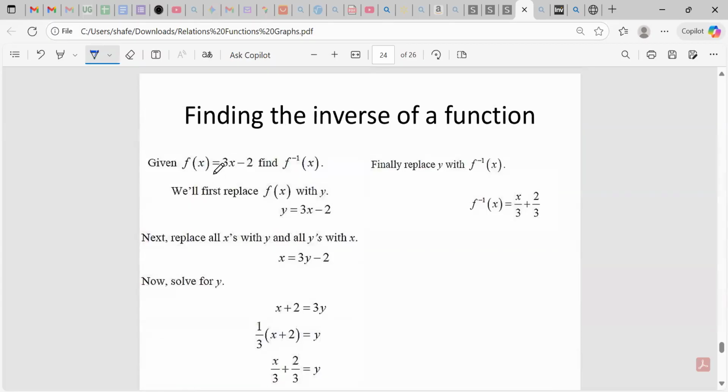So you have the function f(x) equal 3x minus 2. And then you are told find the inverse of f(x), right? So what did they say we do? First, instead of f(x) here, put y. So that's what we did here, right? So this whole thing becomes that. Next, we interchange x and y. That's what happens here. And then now we make y the subject again, right?